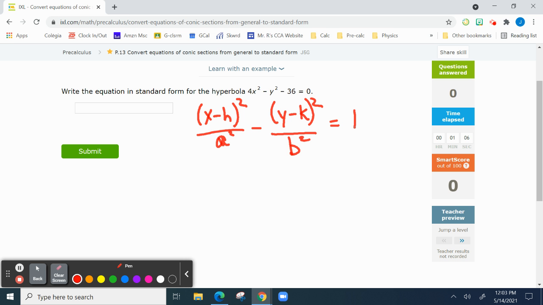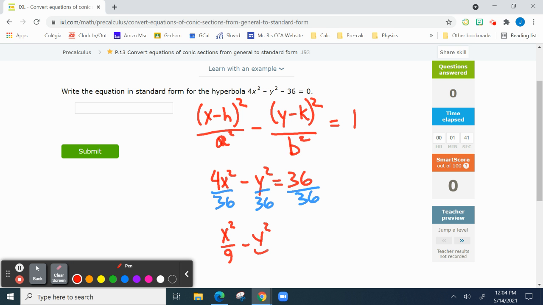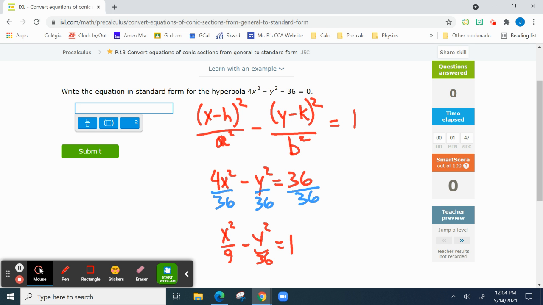So let's start by moving that 36 over. We're going to have 4x squared minus y squared equals 36. And now we're going to divide. It's a hyperbola, we know, so we have to get a 1 over here. So we divide by 36, and we divide this by 36, and we divide this by 36. And we'll rewrite this, and 4 times 9 is 36. So this is going to be x squared over 9 minus y squared over 36 equals 1. And that's going to be the answer.